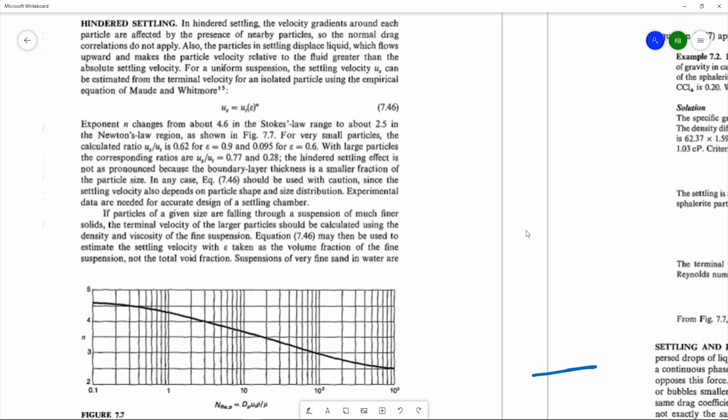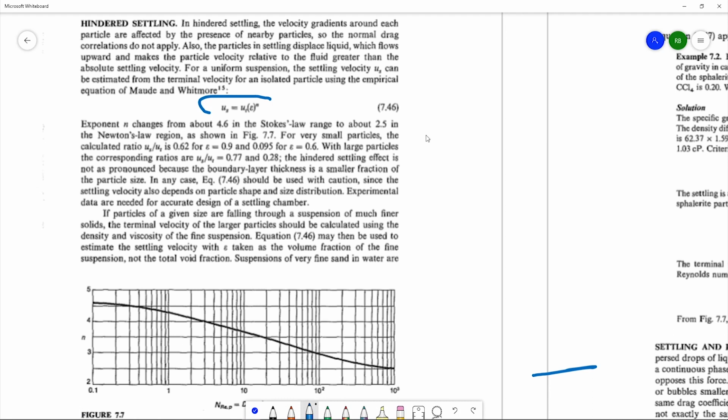Okay, so till now we have discussed the free settling, where the motion of the particle is not affected by the wall or the other particles, right? But now we'll discuss the hindered settling. In hindered settling, the motion of the particle is affected by the wall or the other particles, okay? Or you can say some kind of collisions is there between other particles, okay? So how to calculate that?